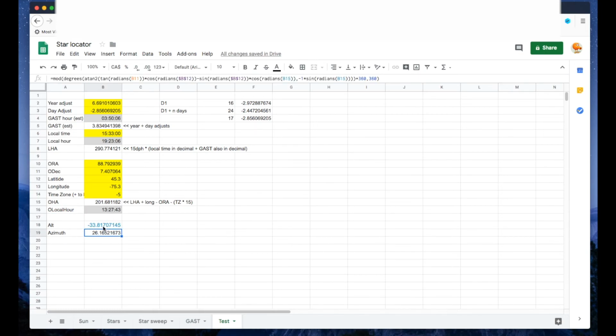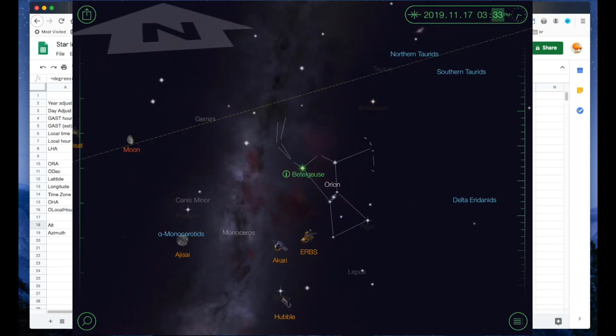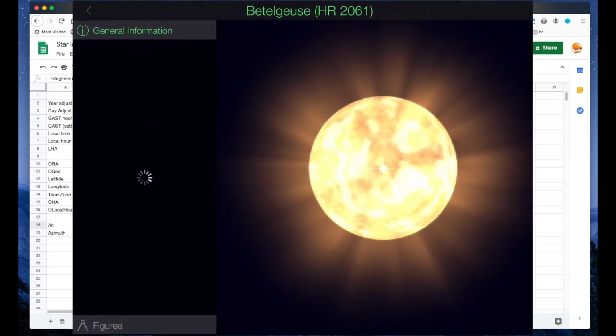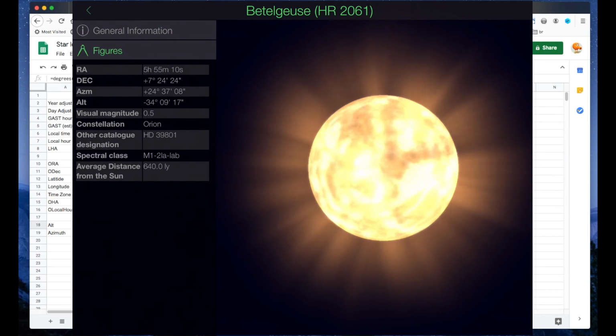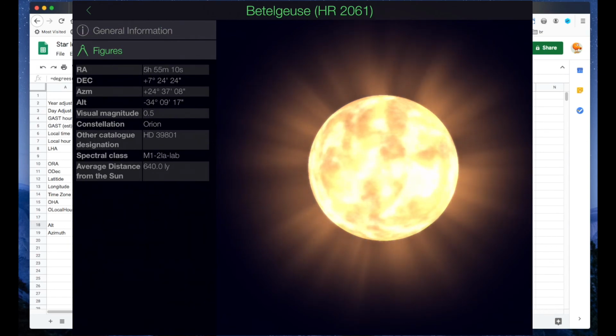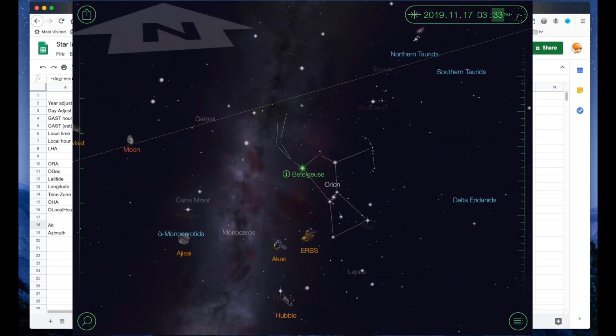So this formula here is something that I've used in the past to turn the object's right ascension and object's declination into an altitude and an azimuth based on your latitude and your longitude. So at this point, at 3:33 p.m., that is where Betelgeuse should be located. So it should be 33 degrees below horizontal with an azimuth of 26 degrees.